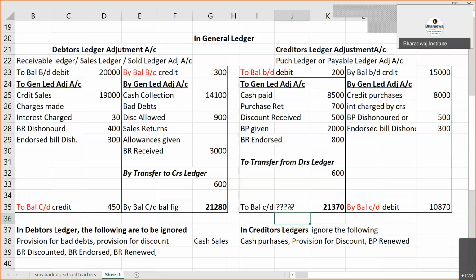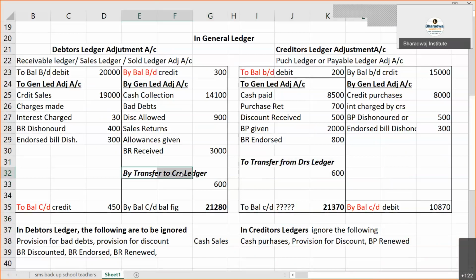Could you explain the debtors ledger adjustment, that 600 transfer to creditors ledger? To the extent of 600, we adjust with creditors. Why do we adjust with creditors? Mutually, we would have sold goods to them and we would have purchased some other goods from them. That's why by transfer 600, to transfer 600.